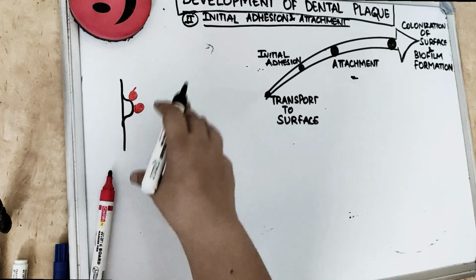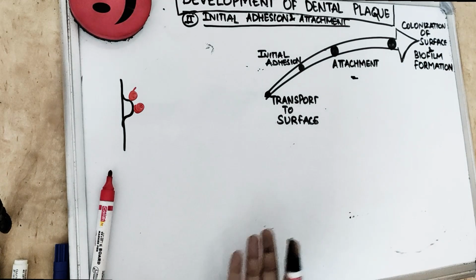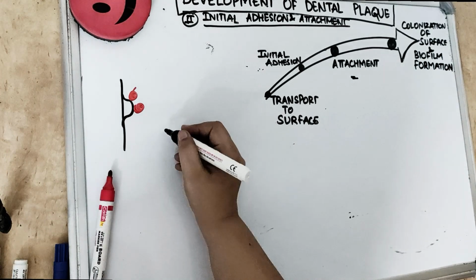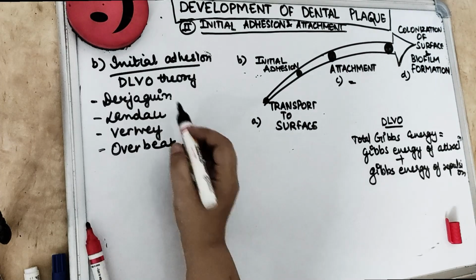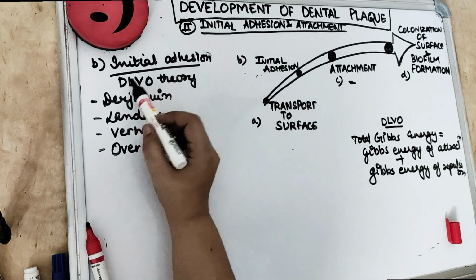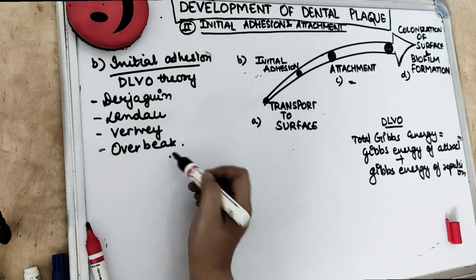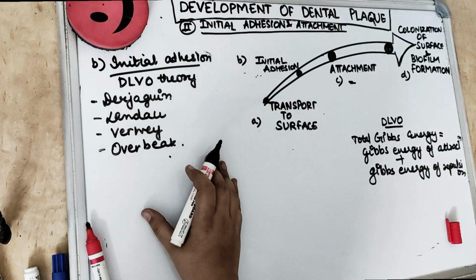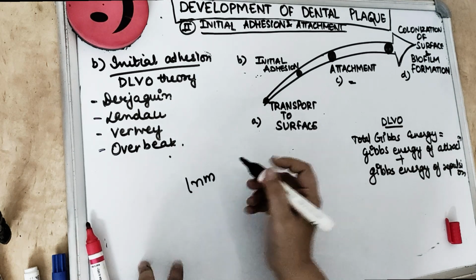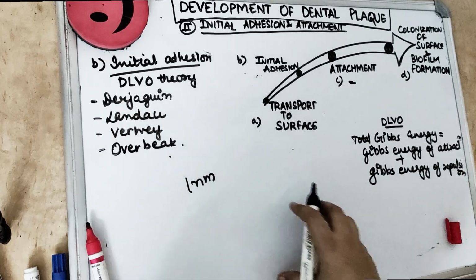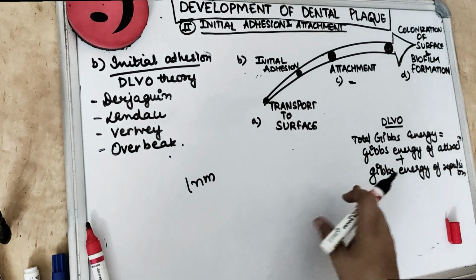This is initiated through some short and long range forces. Now there are van der Waals forces and there are electrostatic repulsive forces. There is one theory for these forces, which is our DLVO theory. This DLVO theory was given by 4 scientists named Derjaguin, Landau, Verwey and Overbeek. These scientists told that there is a separation of two particles of 1 nanometer, and the total energy of these particles is the Gibbs energy of attraction and Gibbs energy of repulsion.